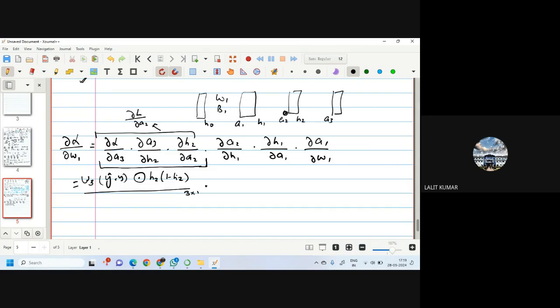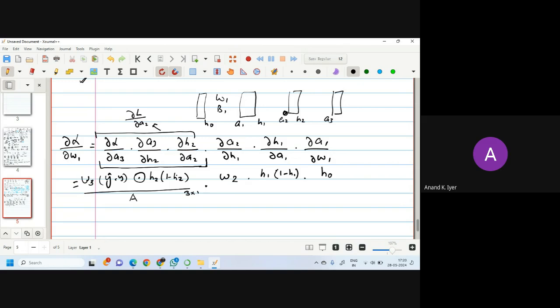Now, del A2 by del H1 will become W2. Del H1 by del A1, again it will become H1 into 1 minus H1. And this will become H0. Now let's call this term A.